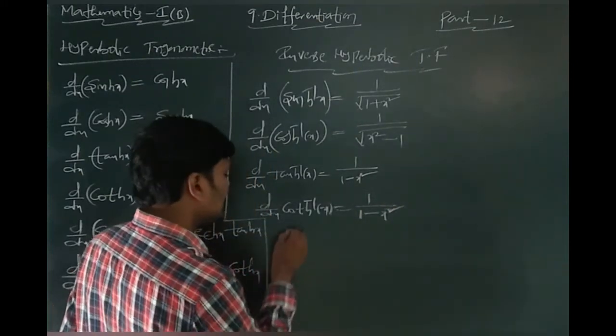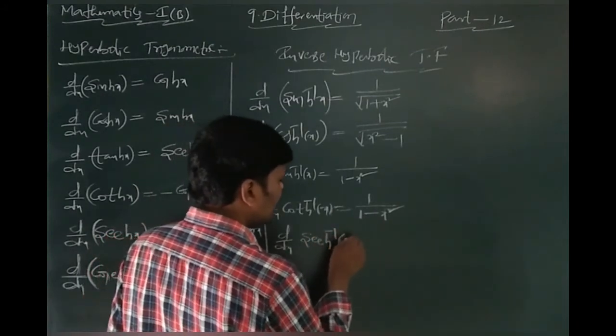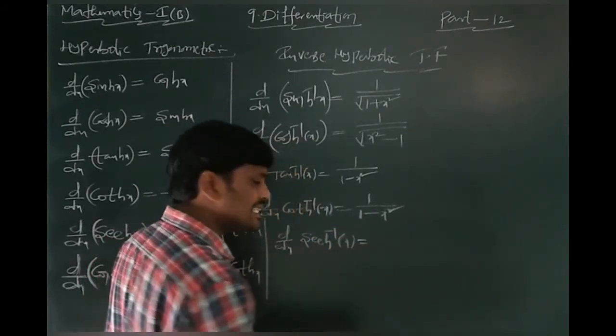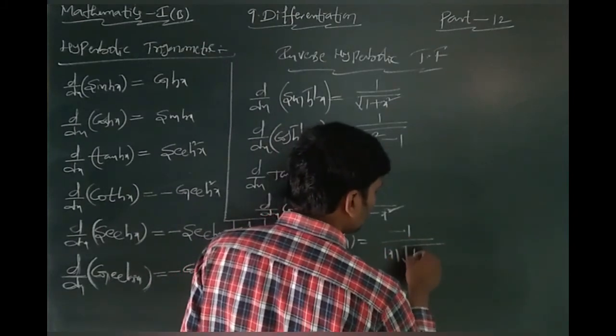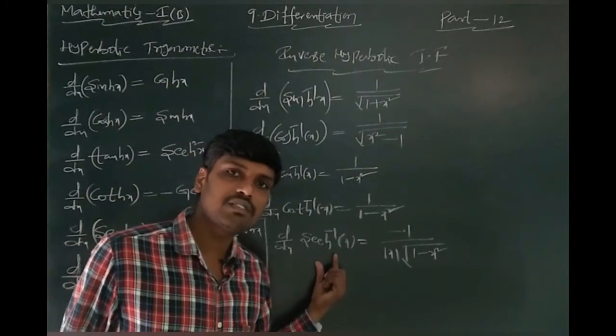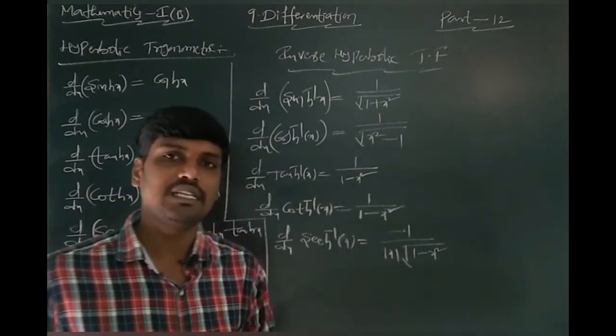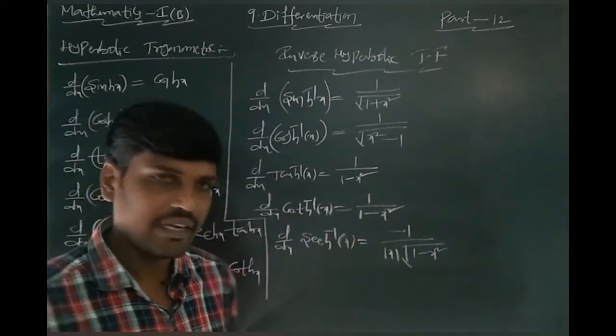Next one is derivative of secant h inverse x. Derivative of secant h inverse x is equal to minus 1 by mod x into square root of 1 minus x square.